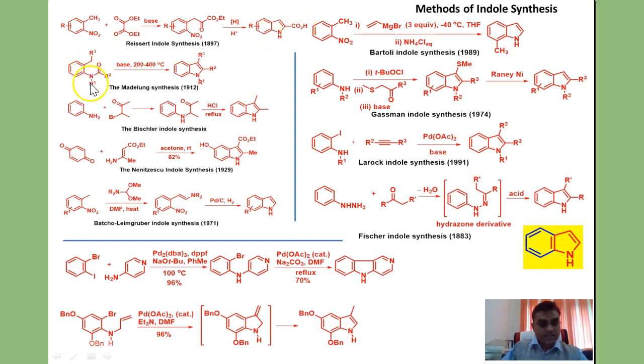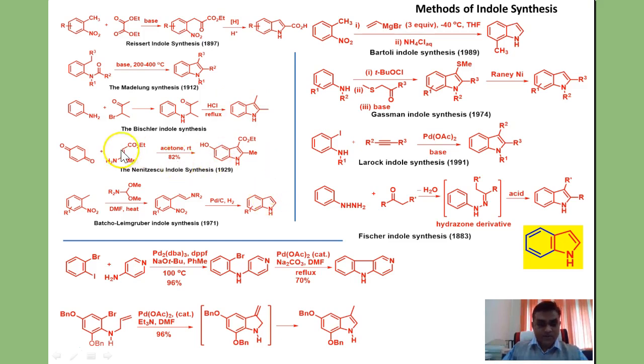Similarly, in the Madelung synthesis, we are starting with ortho-alkyl anilides, which under high temperature as well as strongly basic conditions form indole. Then in the Bischler indole synthesis, we start with the alpha-haloketone and aniline. We get here an alpha-arylamino ketone, which undergoes a Friedel-Crafts type of cyclization to form this indole.